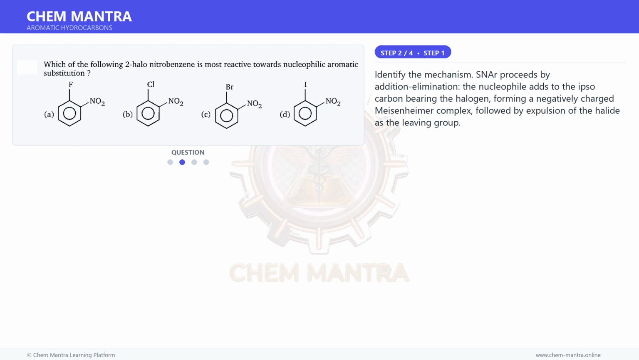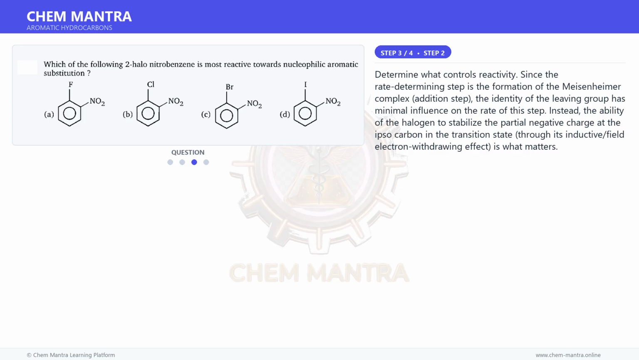Moving on to the next step. Identify the mechanism. SNAr proceeds by addition-elimination. The nucleophile adds to the ipso carbon bearing the halogen, forming a negatively charged Meisenheimer complex, followed by expulsion of the halide as the leaving group. Moving on to the next step.